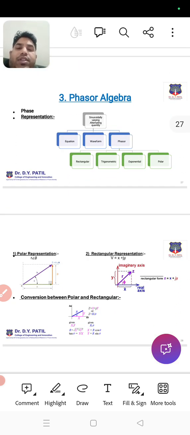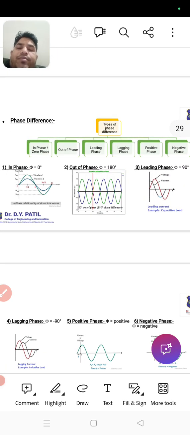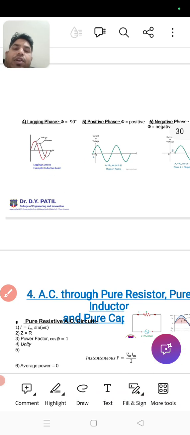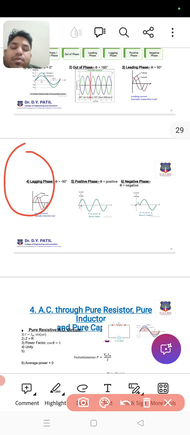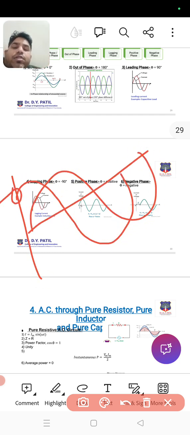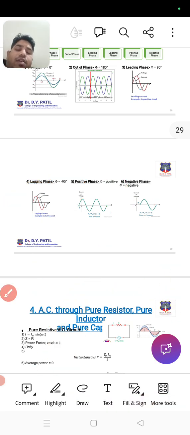Some phase representation equations are there. Second is the types of phase difference. When the phase difference between two alternating quantities is 0, we call it in phase. When the phase difference between two alternating quantities is positive, we call it leading. When the phase difference between two alternating quantities is negative, we call it lagging.